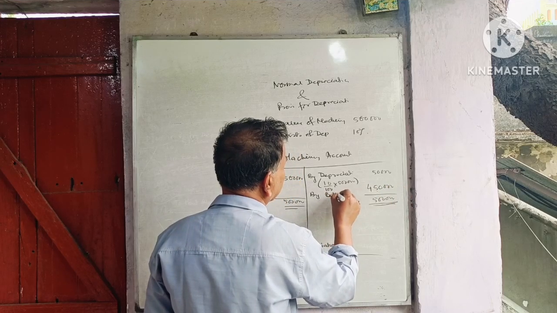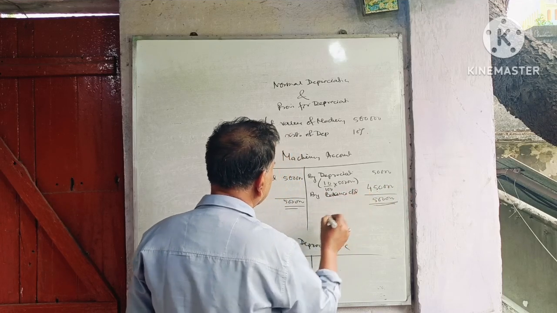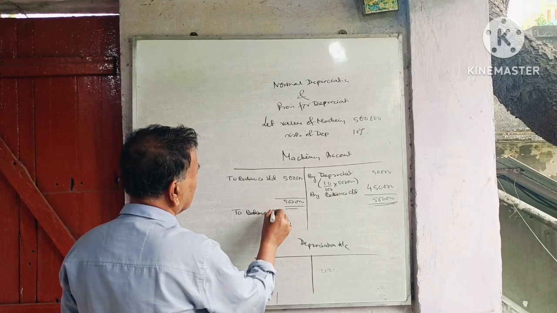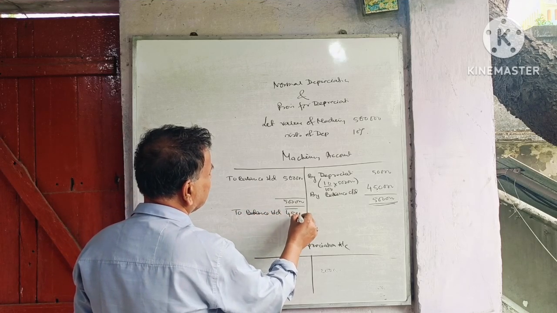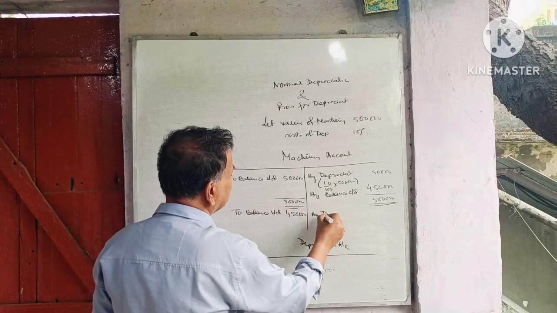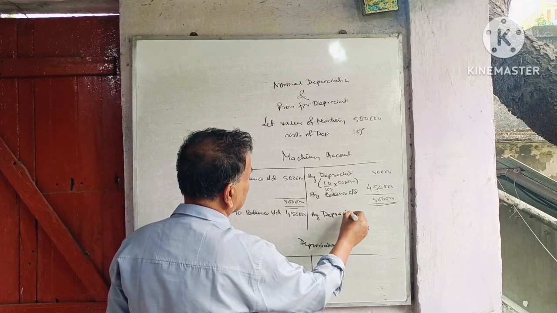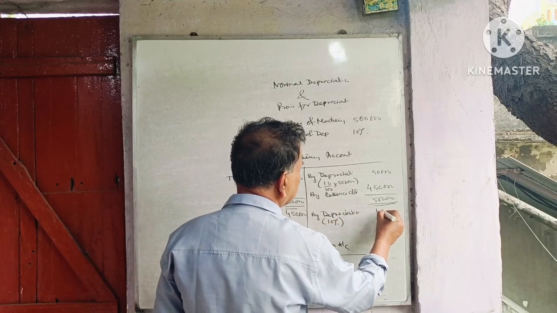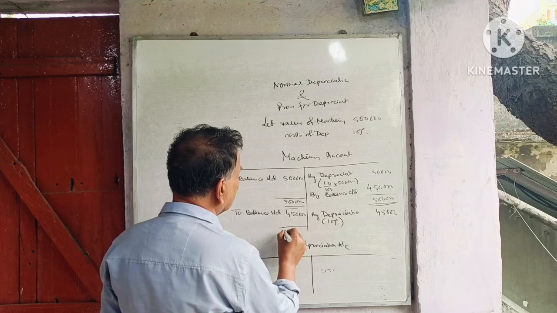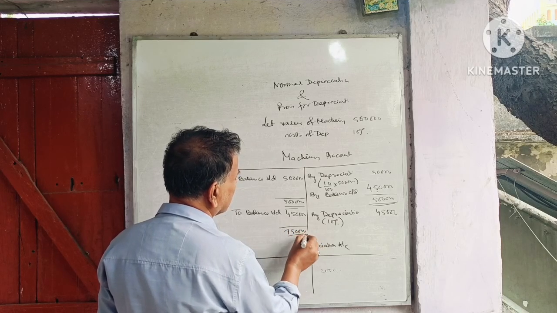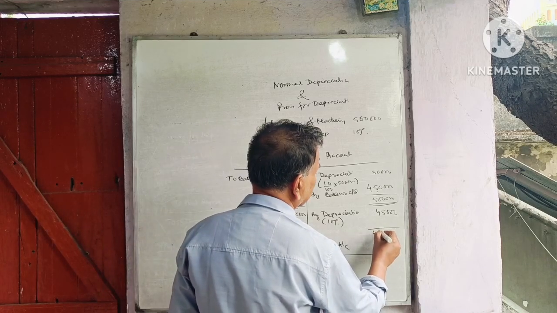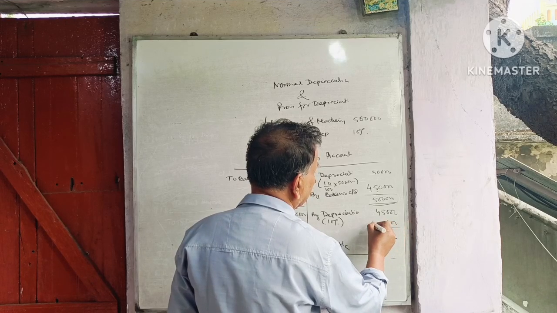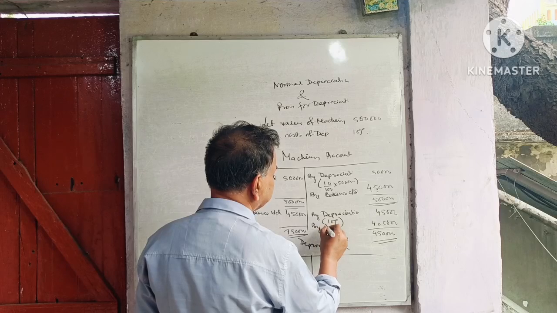By balance CD in the reverse side, to balance BD 4,50,000. Again by depreciation, 10% of 4,50,000 stands for 45,000. Now to close it, please. 4,05,000 by balance sheet.